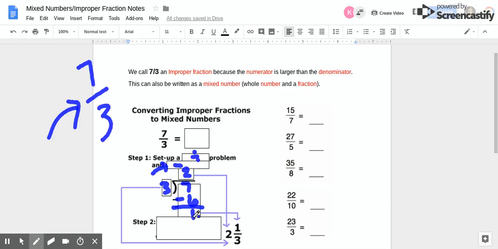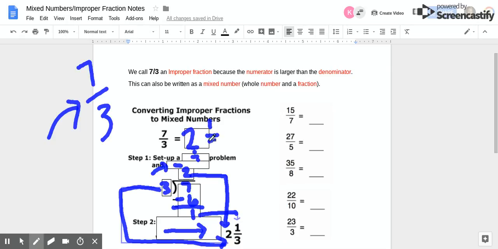So then the last step, step 2, is just to throw it all together. I'm not going to try to spell out "throw it all together" in that tiny box because it's not going to fit. But the 2 goes here. It's your whole number. The 3 goes here. It's your denominator. And then this 1, the remainder, goes here. So that's what piecing it all together means. So your answer for that, if you're changing 7/3 into a mixed number, is 2 1/3. Let's do some more.